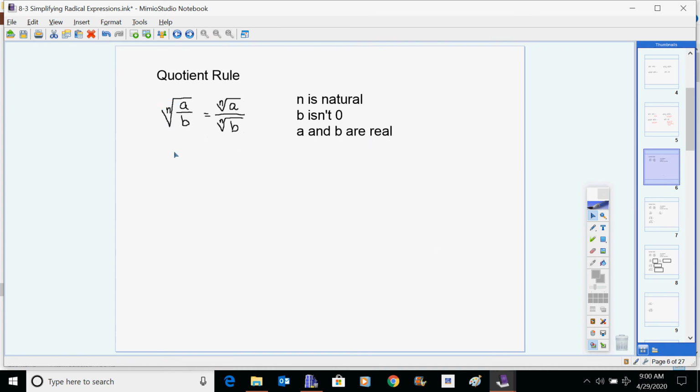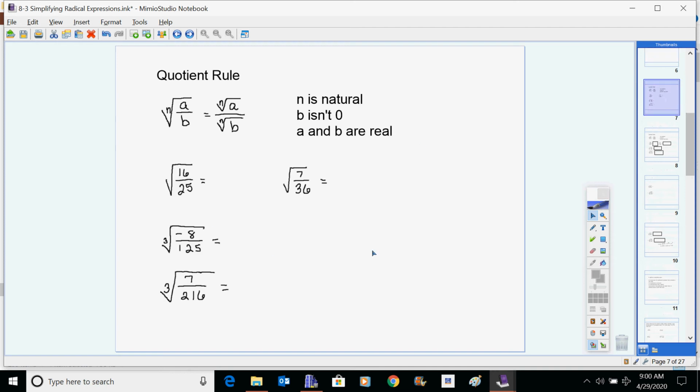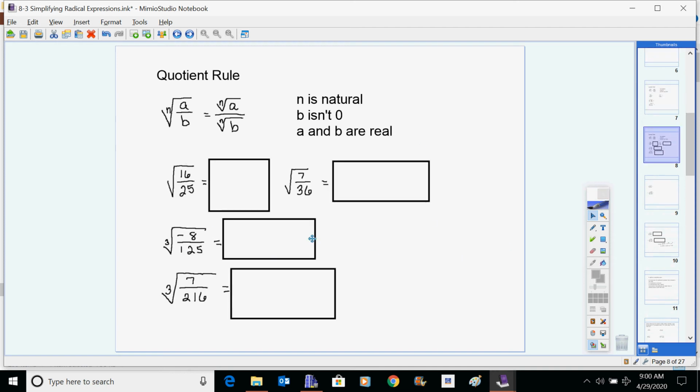All right, the quotient rule tells us that if you have a certain root, you can break it up into numerator and denominator. As long as b isn't 0, which makes sense, you can't have a 0 in the denominator. A and b are real, and n is a natural number, so we're not talking negative here. Okay, so let's take a look at some examples and go over them.